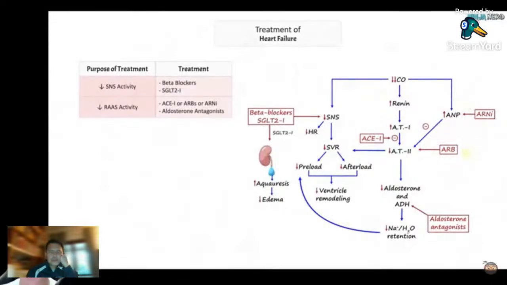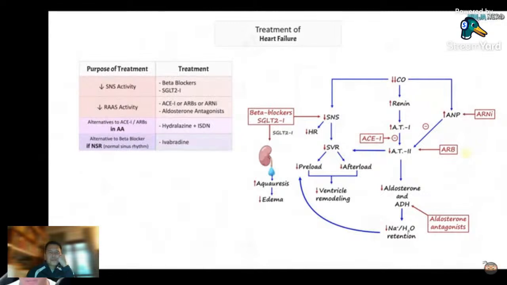Other things that we can add on with guideline-directed medical therapy are alternatives. So if the patient's African American, or they can't tolerate an ACE inhibitor and ARB, hydralazine and isosorbide dinitrate is a good combo to add because they're good vasodilators. The other one is an alternative to a beta blocker. If they're maxed on a beta blocker and they are in normal sinus rhythm, ivabradine can be considered. If you want to help them get rid of a lot of the sodium and water retention, you can make them pee it out by giving them diuretics, loop diuretics and thiazide diuretics.